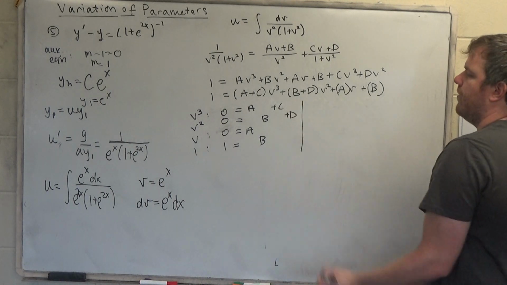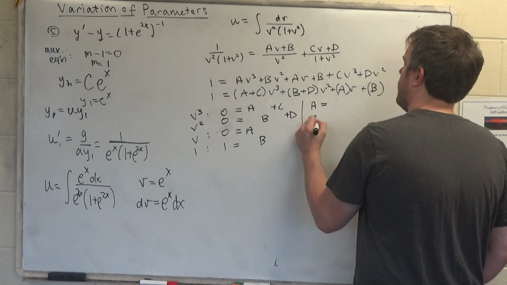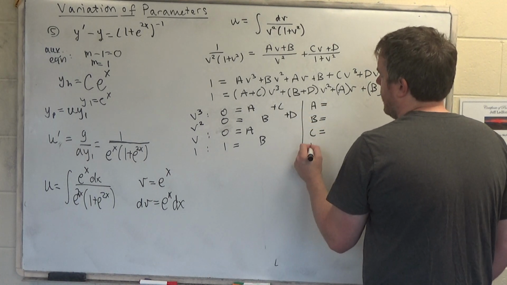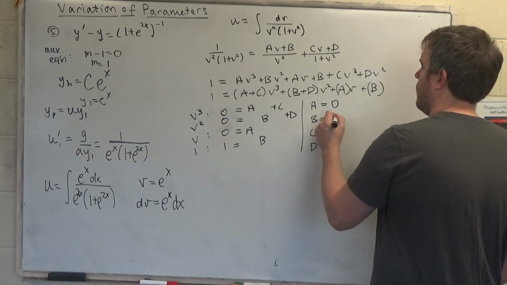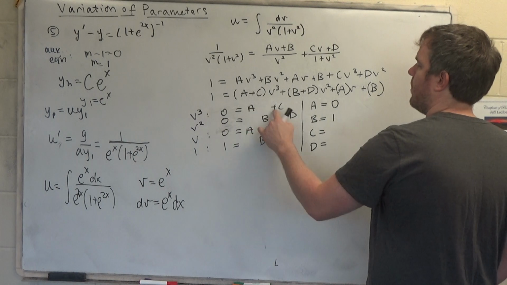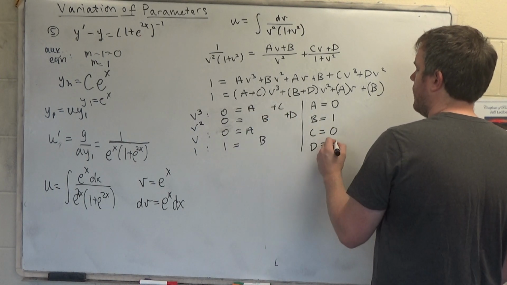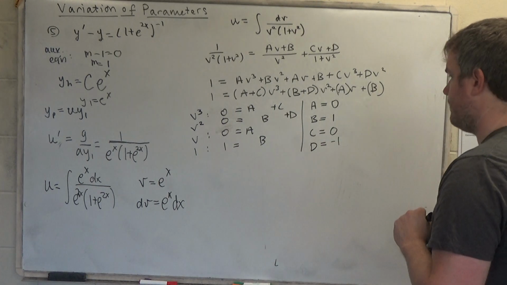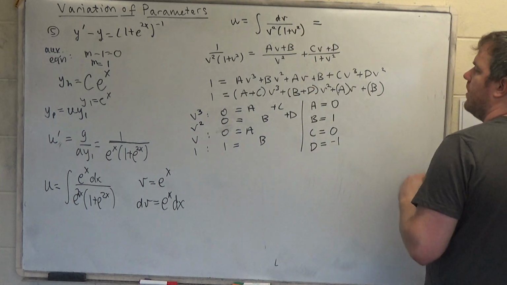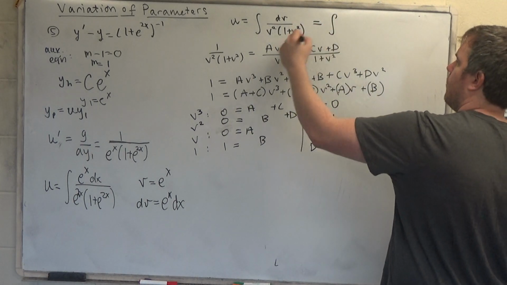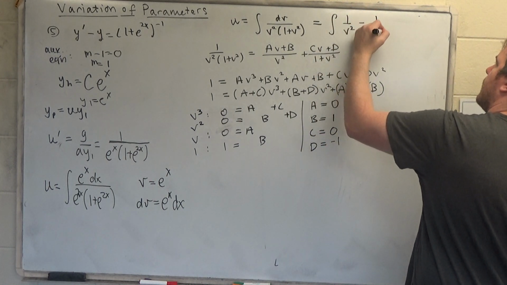And at first, it looks like this is going to be a pretty hard system to solve, but a few of them jump out immediately. In particular, a and b are easy to solve from these two equations. a must be 0, and b is 1. If a is 0 and I plug that in here, that tells us that c is 0. If b is 1 and I plug that in here, d is negative 1. So this tells me that this integral is the integral of, let's see, 1 over v squared minus 1 over v squared plus 1.